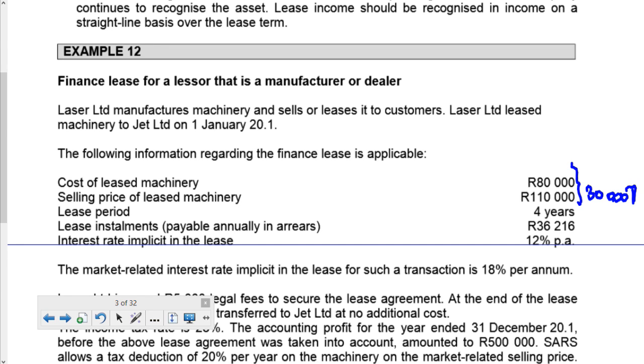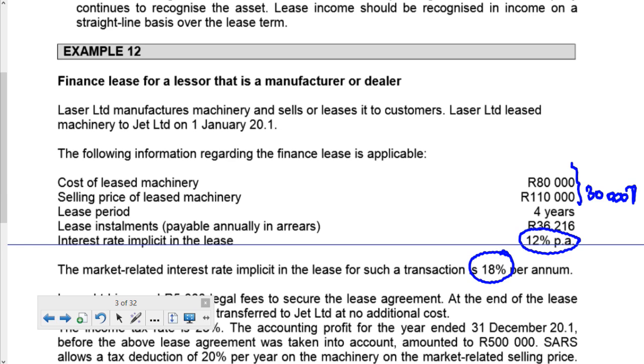We entered into a 4-year lease. The lease installments are payable annually in arrears, 36,216 Rand per annum. And the interest rate implicit in this lease is 12% per annum. A market-related interest rate for such a transaction is 18% per annum. We don't have market interest, isn't it?